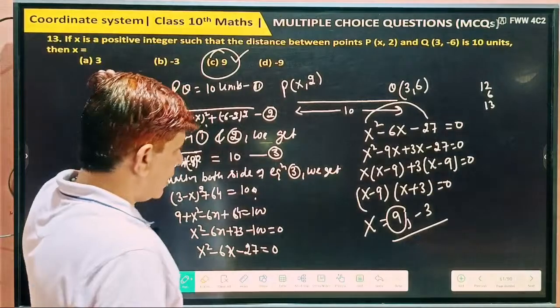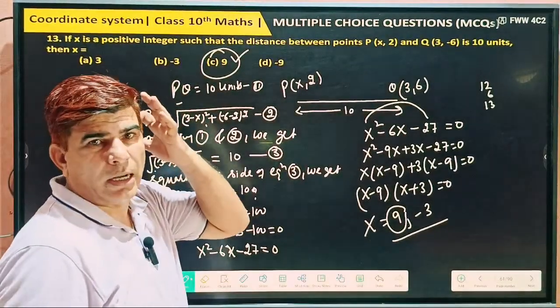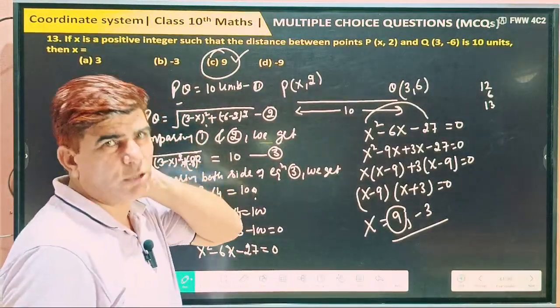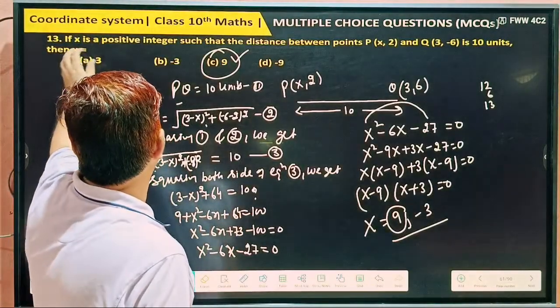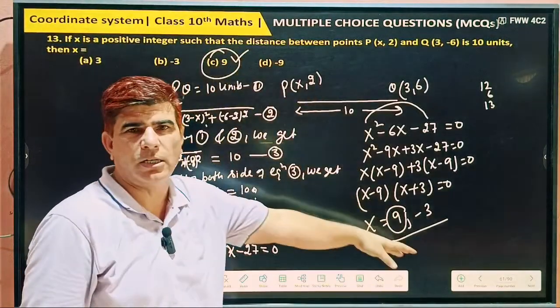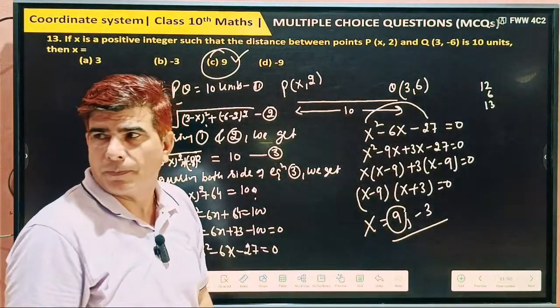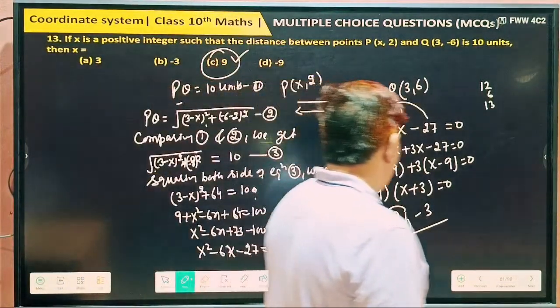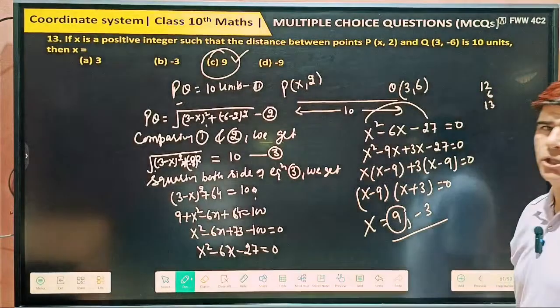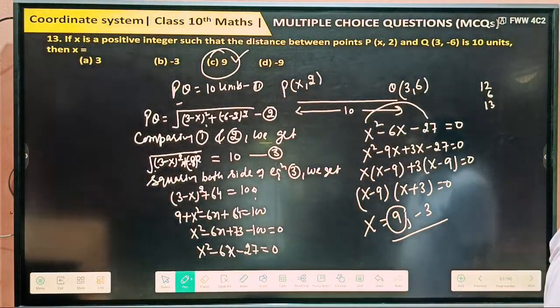So how much is the value of x? 9 if x is a positive integer. It may be possible, saying if x is a negative integer, then its answer is minus 3. So I told you this question, question number 13.